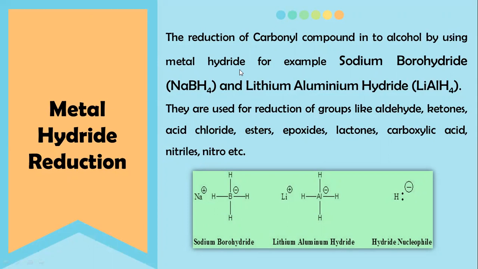These metal hydrides are used for reduction of groups like aldehyde, ketones, acid chloride, esters, epoxides, lactones, carboxylic acids, nitrile group, nitro group, etc. So these metal hydrides are used for reduction and they convert all these kinds of functional groups into the alcoholic functional group.